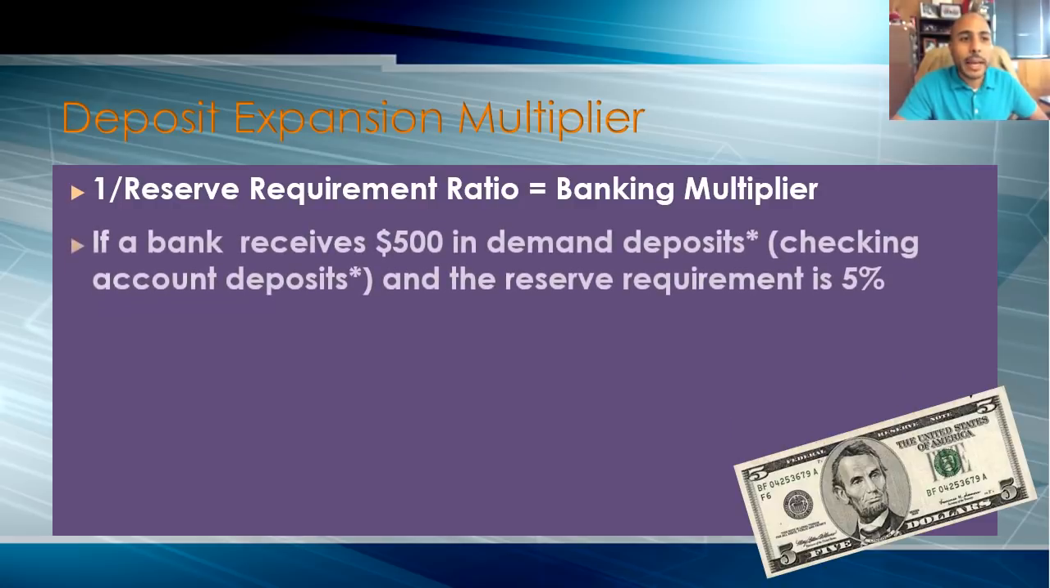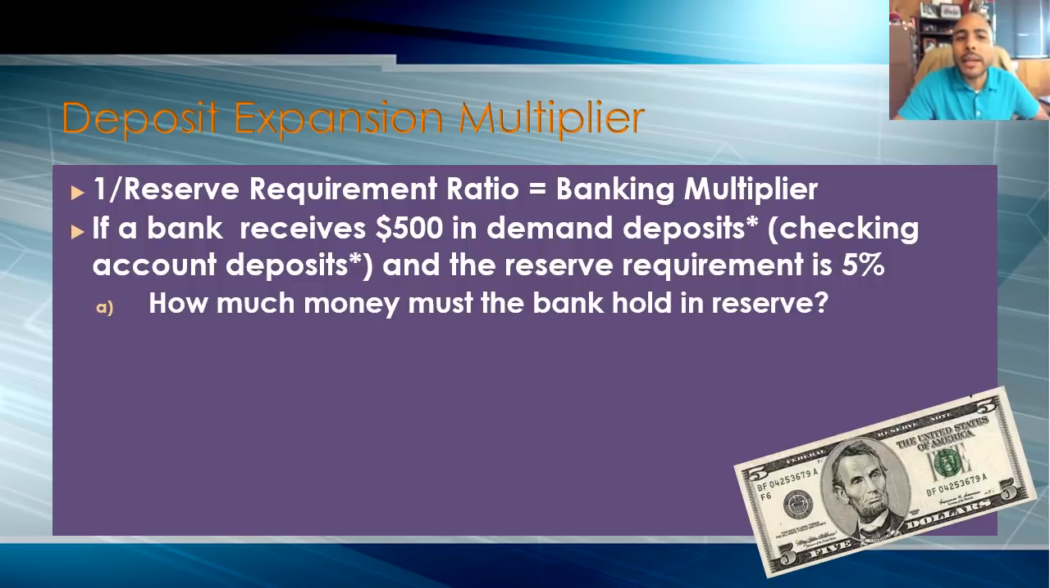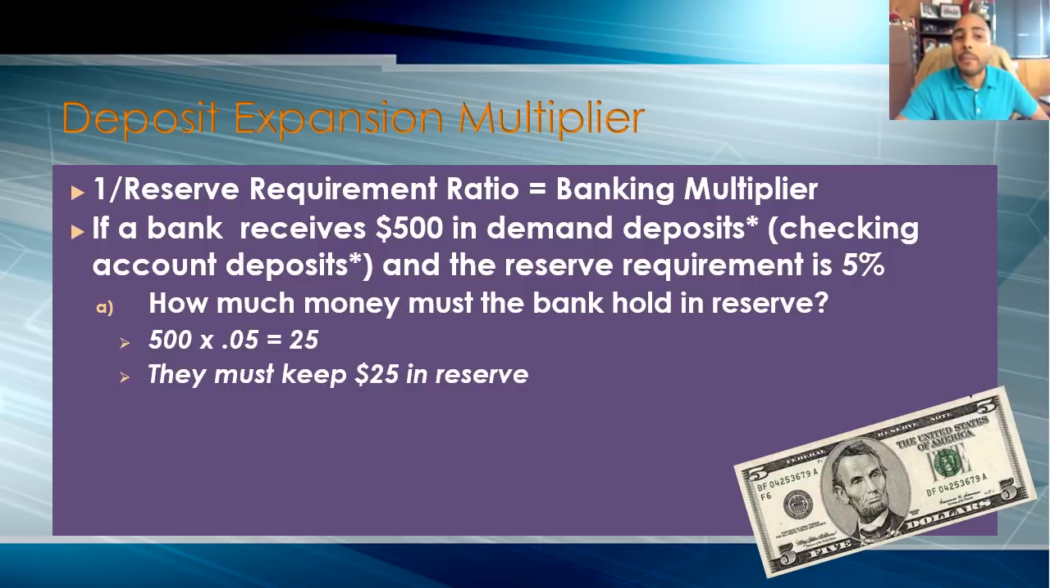So, for example, if a bank were receiving $500 in demand deposits, which means checking account deposits, and the reserve requirement ratio is 5%, first of all, how much money does the bank need to hold in reserve? Well, what you need to do is figure out 5% of 500. So you do 500 times 0.05, which is 25. So that means the bank must keep $25 in reserves.